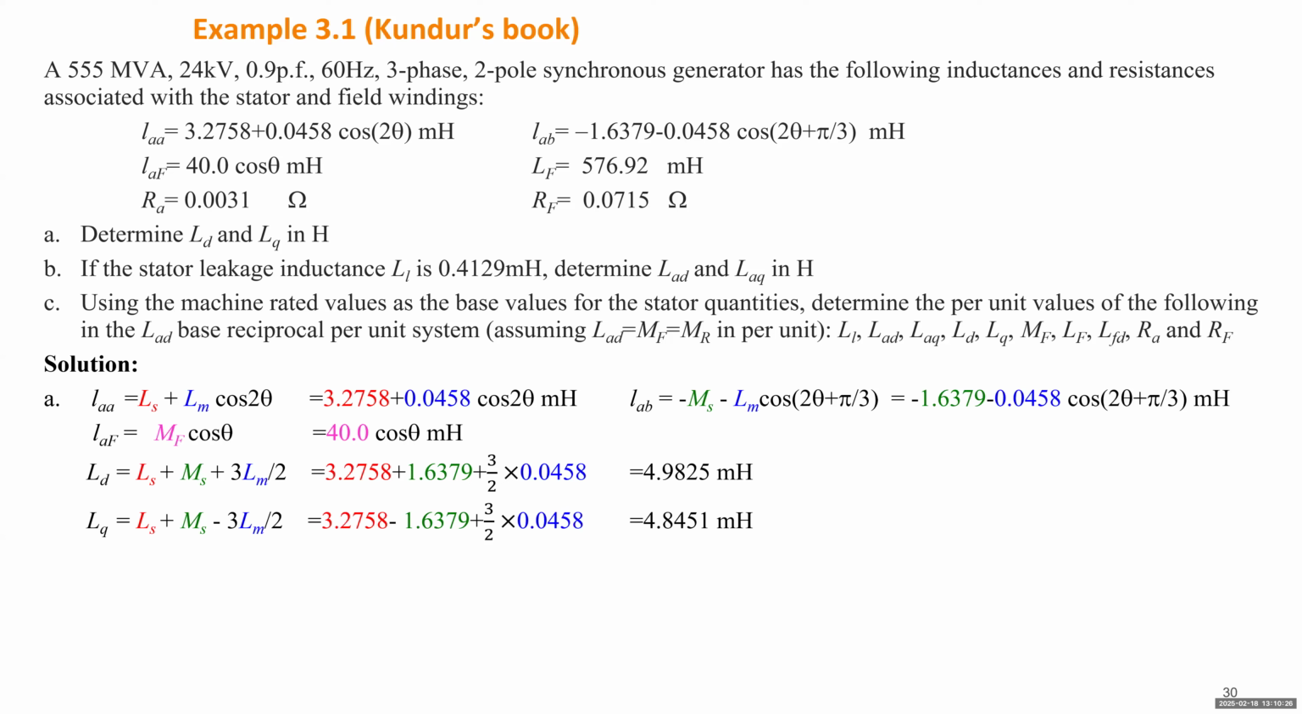Then based on the definition of LOD, we can quickly calculate LOD will be 4.981225 millihenry. And LOQ is not equal, but it's very close because this is a round rotor generator. It's pretty close to LOD. Then we can calculate LAD and LAQ. We just do the subtraction. So we'll have LAD and LAQ, and they're all in the physical unit, millihenry.